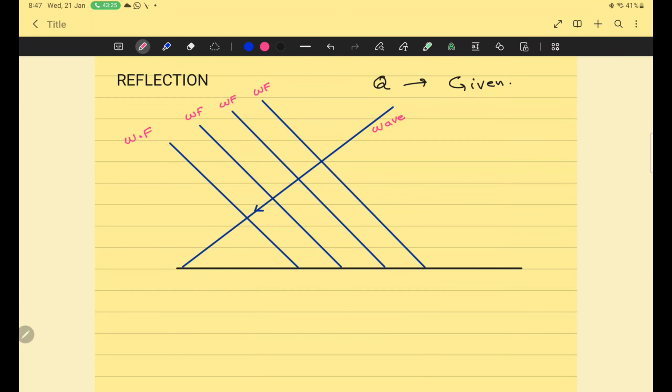The original method of drawing a reflected wavefront is so difficult, and if I explain the original method then I think students will get confused. So I have planned to explain a simple method, a do number method. So in the exam, how will you draw? I'm going to explain.